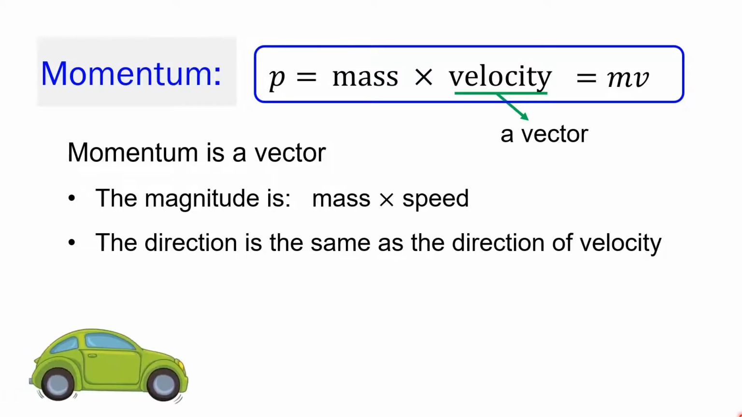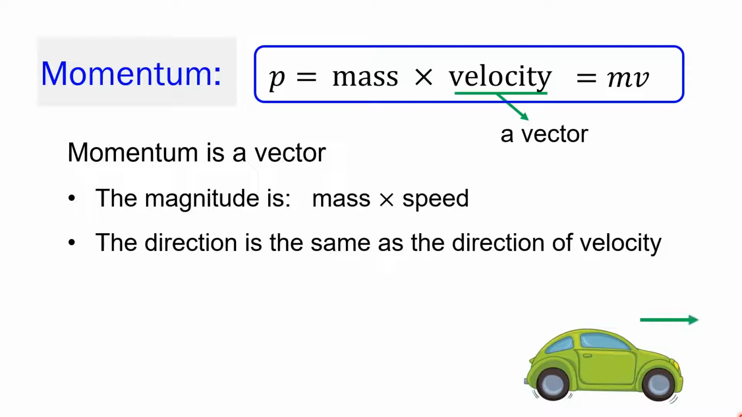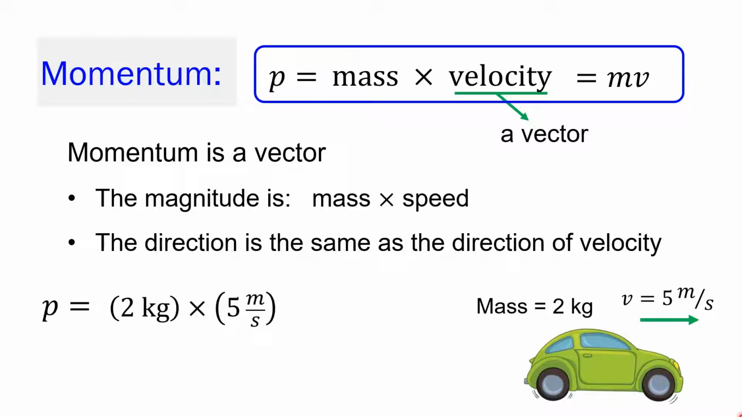So let's imagine we have a little toy car. It's zooming along at 5 meters per second to the right. Okay, so this is its velocity. We have speed and we have direction. To find its momentum, we need its mass. So let's just say we have 2 kilograms for our toy car. Now we can define the magnitude of momentum as the mass times the speed, which gives us a magnitude of 10 kilogram meters per second.